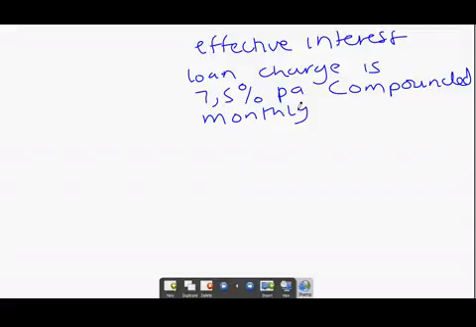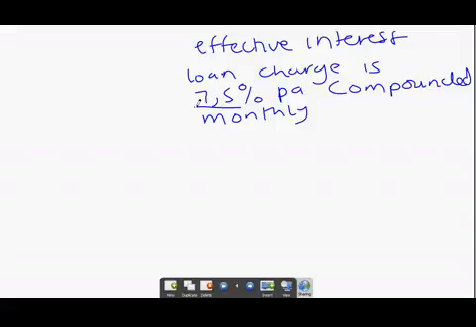Now, whenever you are reading your question, obviously they will write a lot of other things. They will talk about the loan, they'll talk about whatever else they talk about. But if they then ask you what was the effective interest? Now, it is quite easy to assume that the interest was 7.5%. Now, this is not necessarily true.